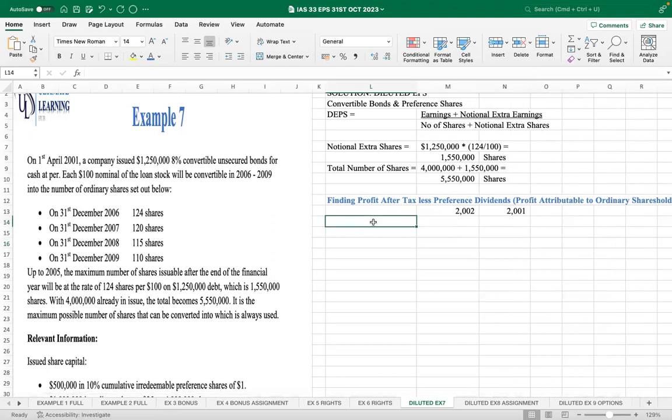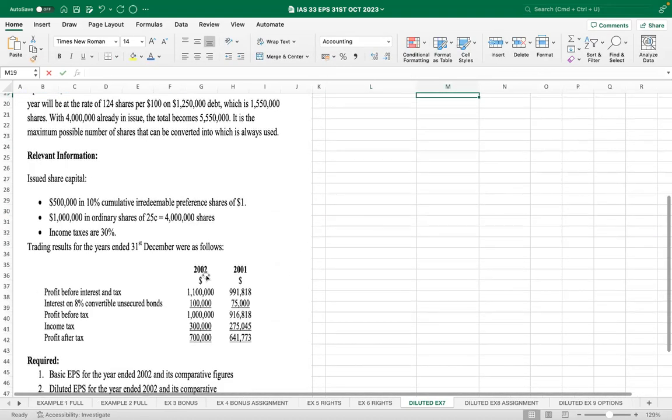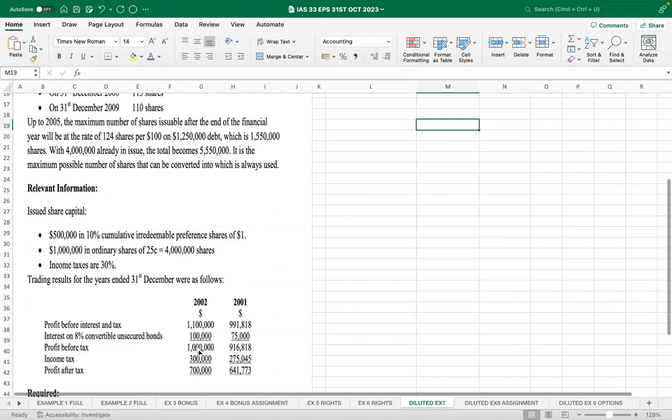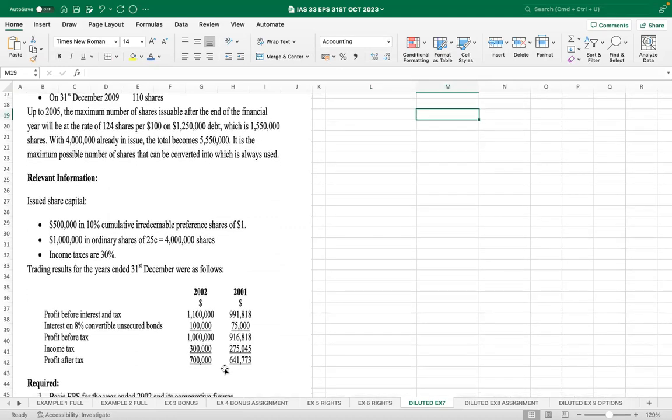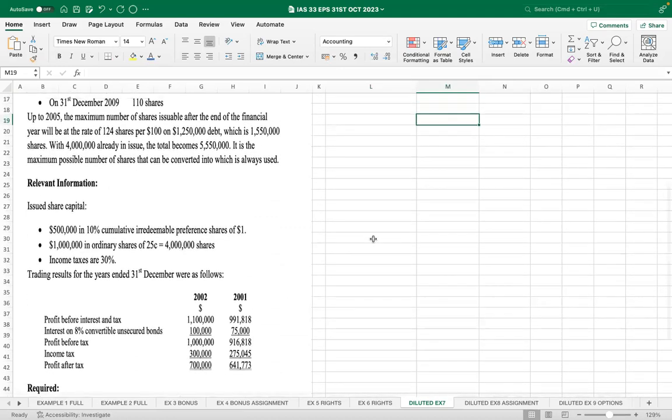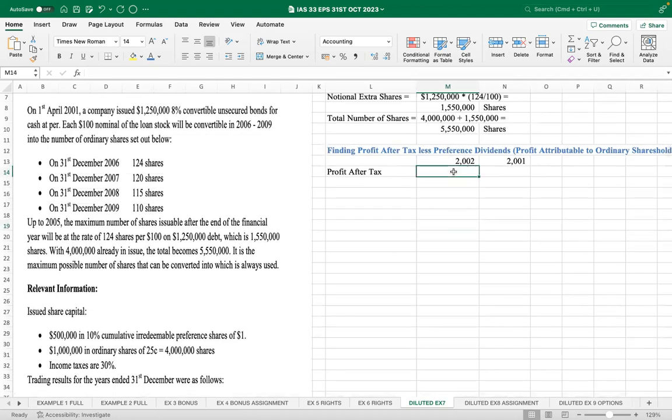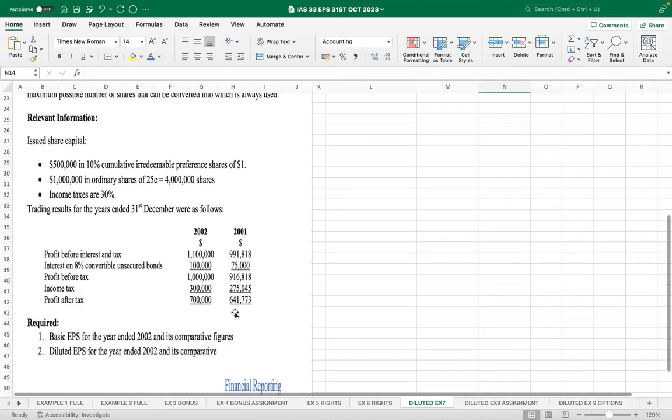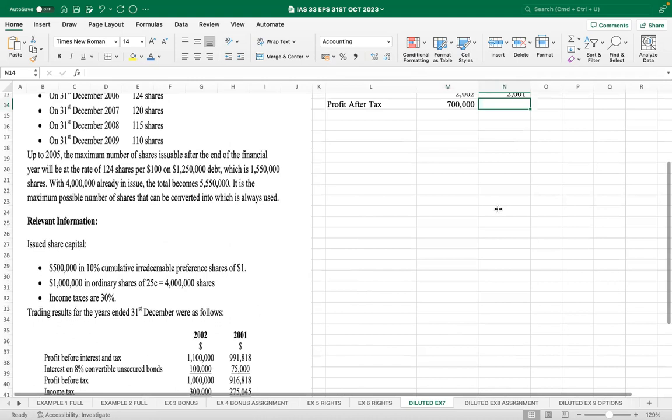Now, what is profit after tax? Our profit after tax in this question, we can see it here, 700,000 and 641,000. So 700,000 is the profit after tax in 2002. And in 2001, it is 641,773.